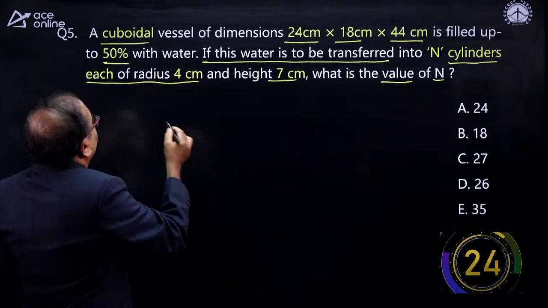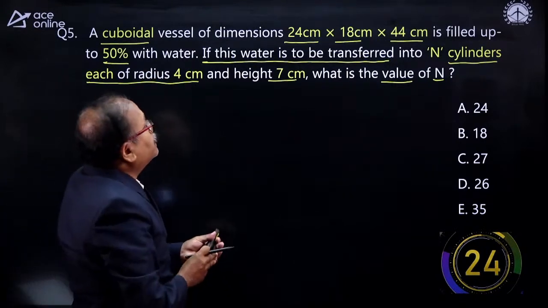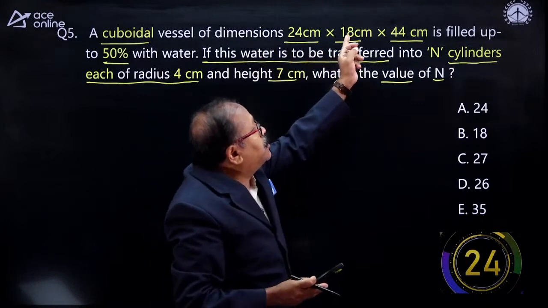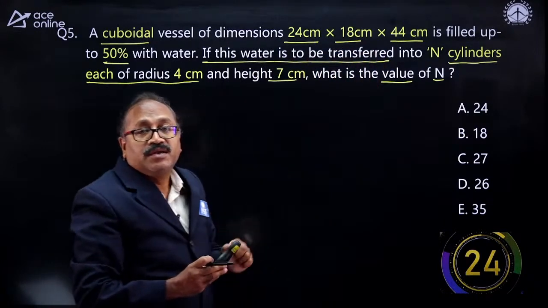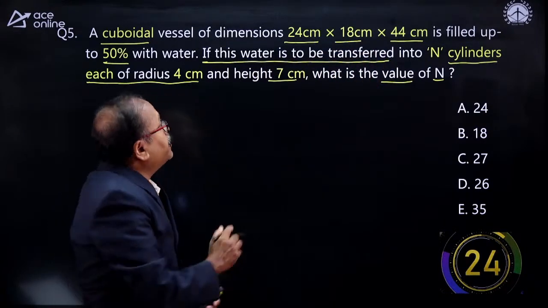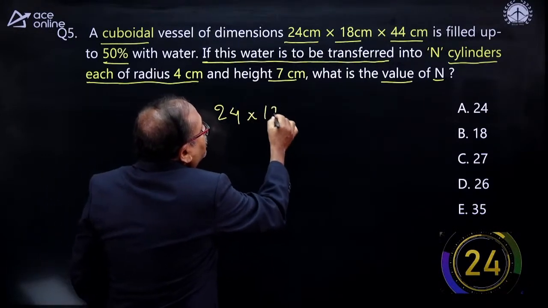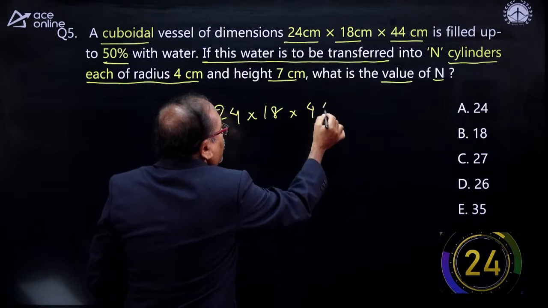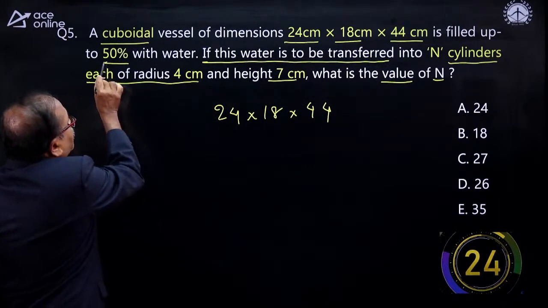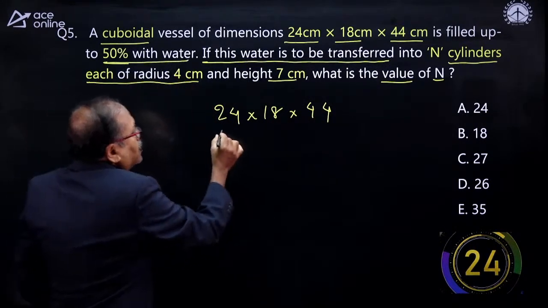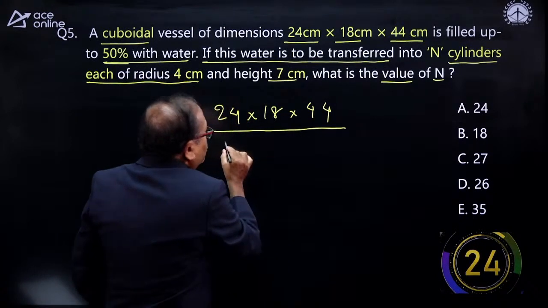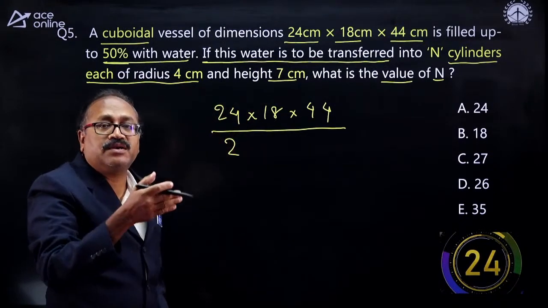What is the volume of a cuboid? The volume of a cuboid is L into W into H. That comes to 24 into 18 into 44. And it was filled half, 50%, with water. So divide this by 2, and you get the volume of the water.